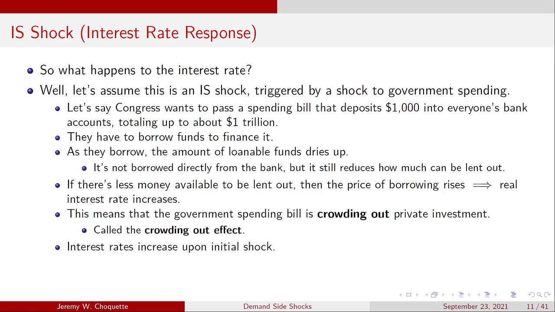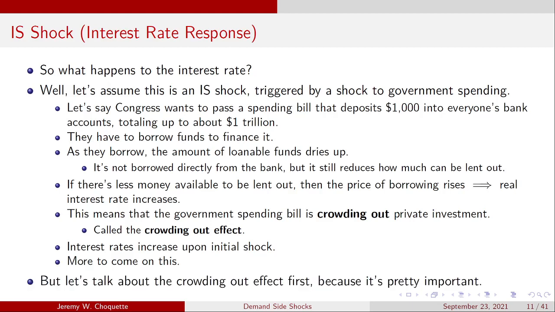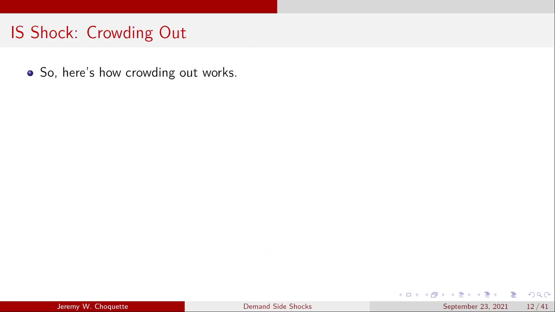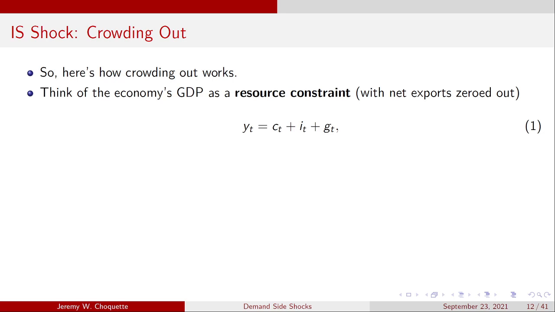Interest rates are going to increase upon the initial shock, and there's going to be a little bit more to come on this. But first, I want to talk about what the crowding out effect is, because it's actually a pretty important topic. So here's how crowding out works. Think of the economy's GDP as a resource constraint. Now, I've zeroed out net exports, so we can either assume it's a closed economy, or I can assume imports equal exports, and X just goes to 0. So I've just got Y = C + I + G.